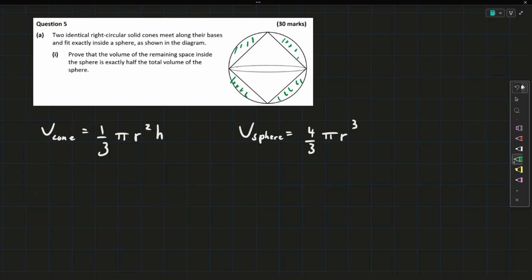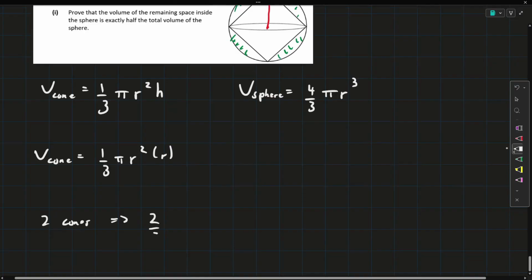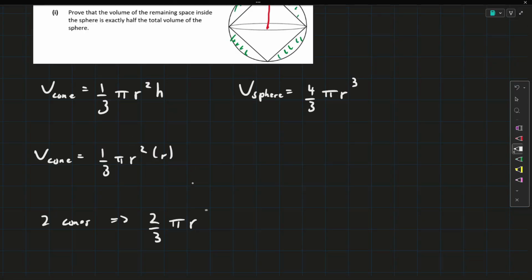So for the volume of the cones, these two formulae are in the tables booklet. Well, if we look at the volume of a cone, we have 1 over 3 pi r squared, and then the height of the cone is actually also just a radius of the sphere. If you look here, that's also just a radius of the sphere. So the height is just the radius. And we have two cones. So that means that we have 2 over 3 pi r cubed. So that's just multiplying this by 2. Okay, so that's the volume of two cones.